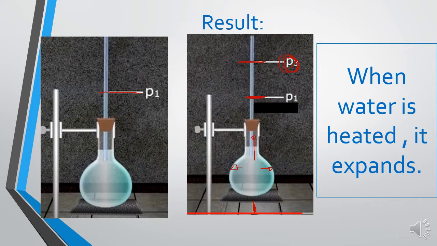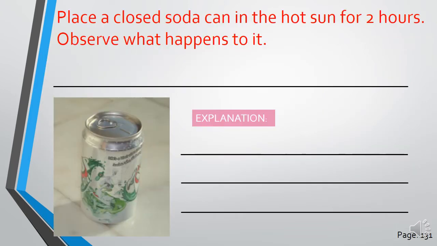Good. Let us practice this exercise related to the experiment. In your book, page 131, you have to place a closed soda can in the hot sun for 2 hours. Observe what happens to it. You can do this experiment. It's so easy. Just bring a closed soda can and put it under the sunlight for 2 hours. What happens to it?